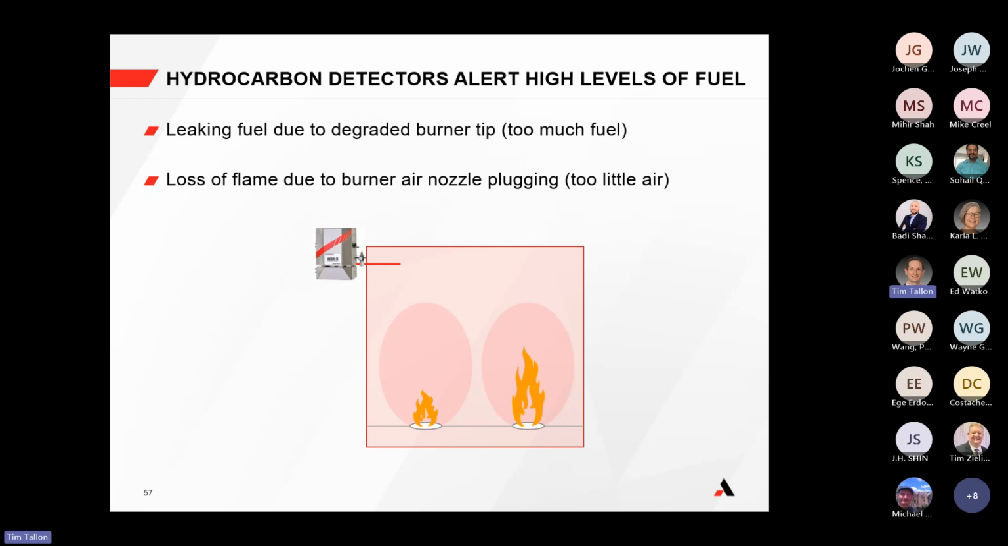So by having a hydrocarbon detector, it allows you to monitor for these high levels of fuel in the firebox where they shouldn't be. So monitoring for loss of flame, after you lose a flame, you start to see a cold zone around where the burner once was, and you start to see these pockets of unburnt fuel because they're not at a hot enough temperature to react, to oxidize to create carbon monoxide, to create combustibles.